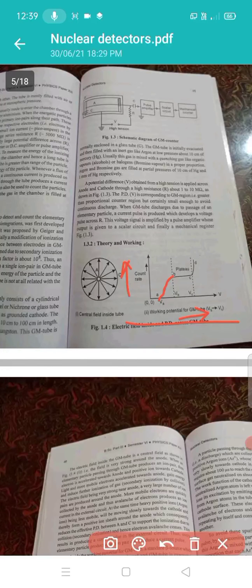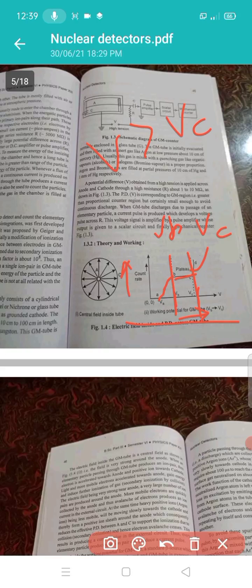But in the range from VB to VC, the count rate is almost constant, a plateau. However, at V greater than VC, continuous discharge takes place. This is VB, this is VC. After VC, the continuous discharge takes place.